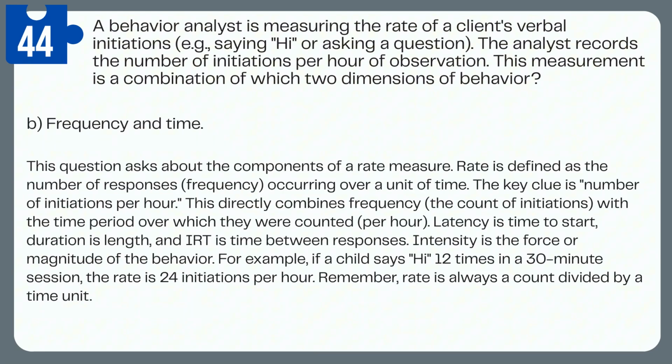Answer: B, frequency and time. This question asks about the components of a rate measure. Rate is defined as the number of responses, frequency, occurring over a unit of time. The key clue is number of initiations per hour. This directly combines frequency, the count of initiations, with the time period over which they were counted, per hour.